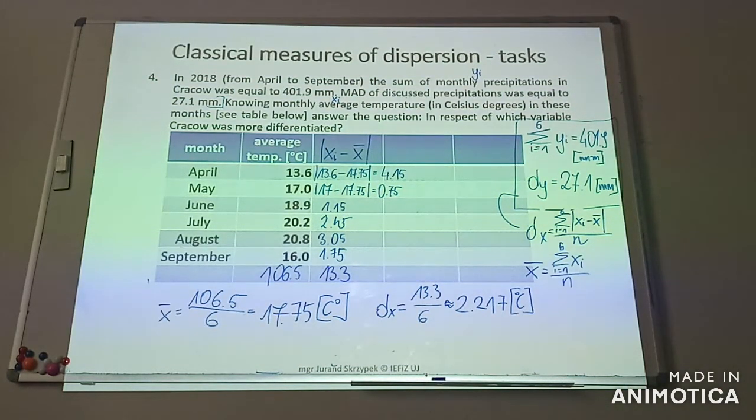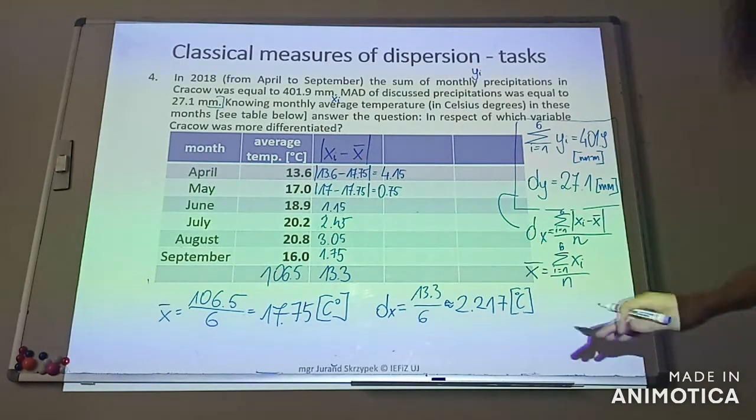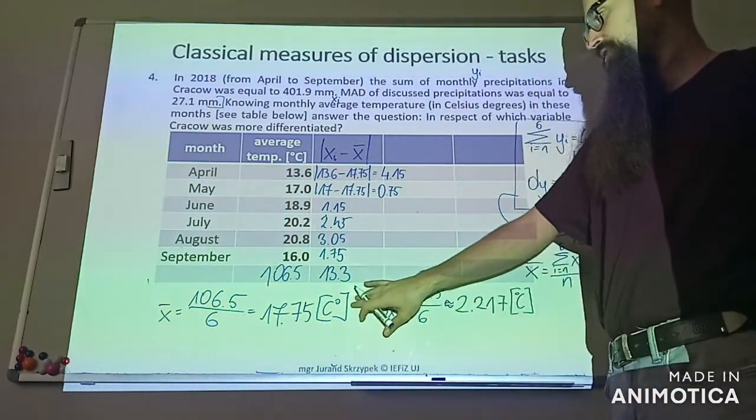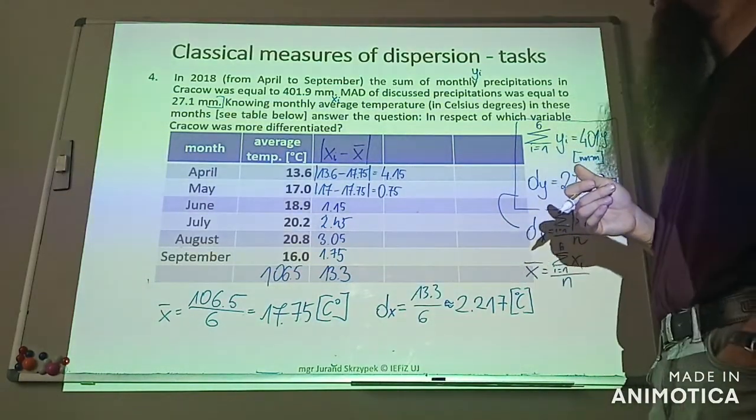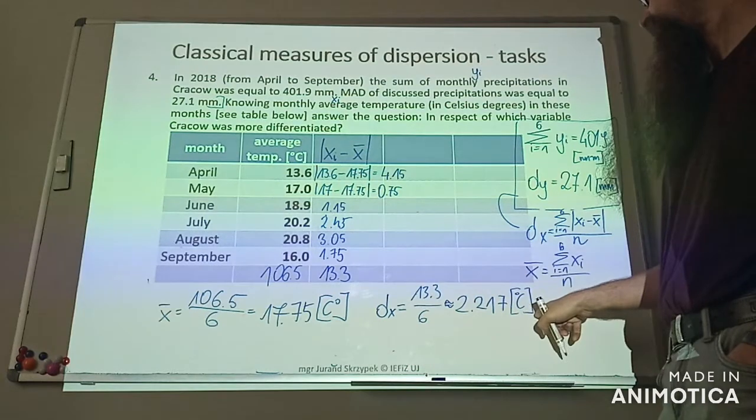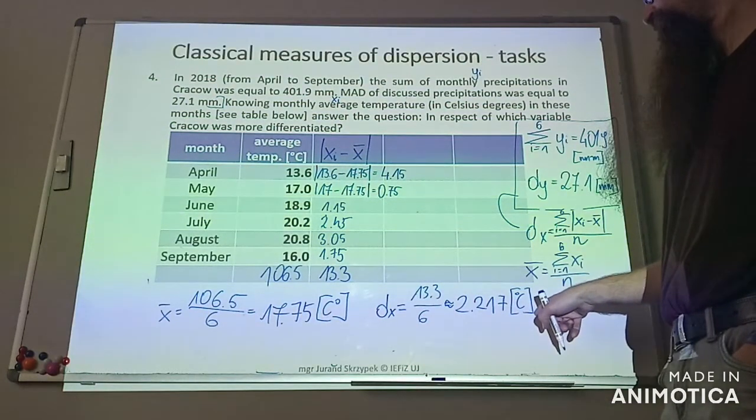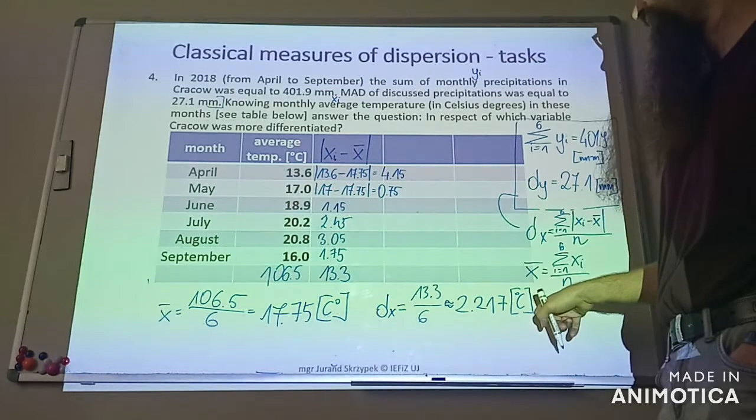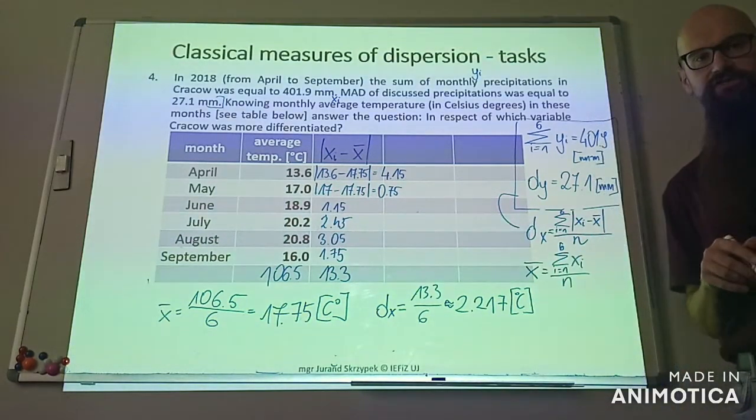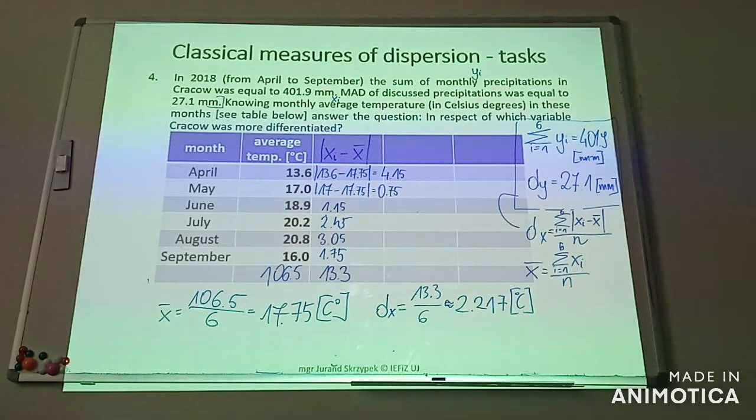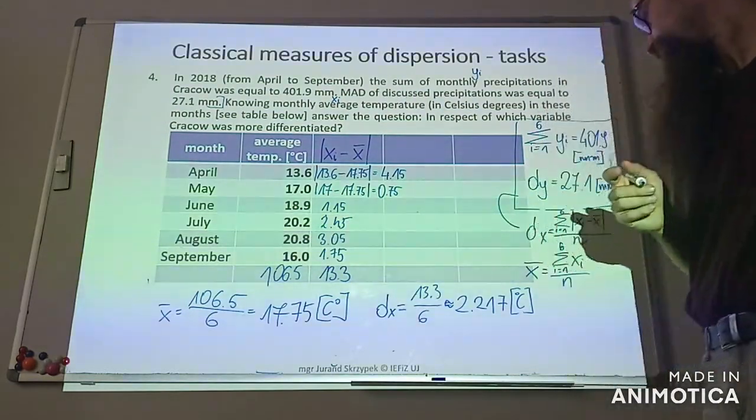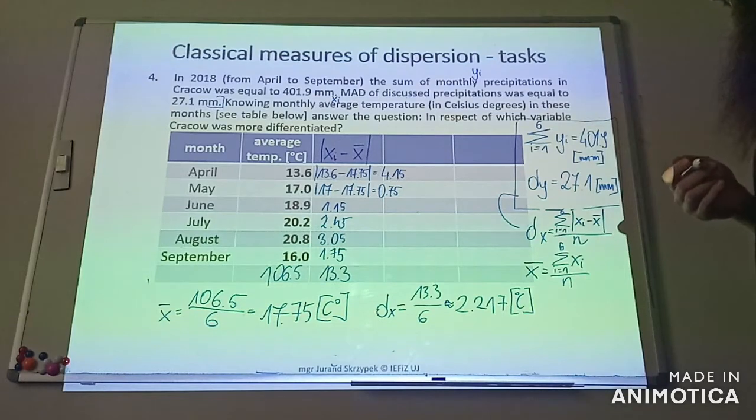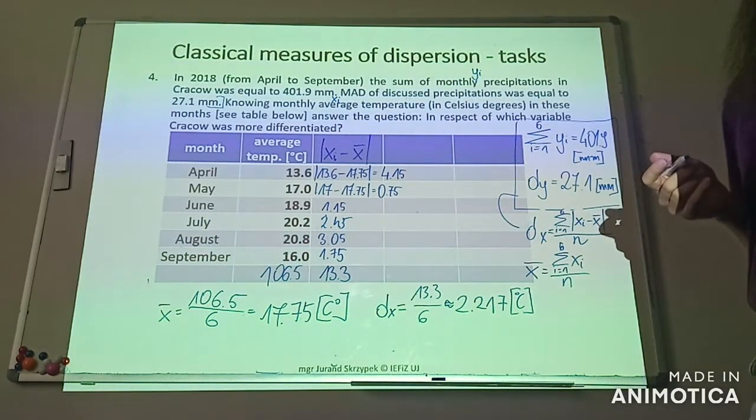All right. So we know the average level of the temperature in the time period April to September. We know also the average deviation of the monthly temperature values from the mean temperature from April to September.